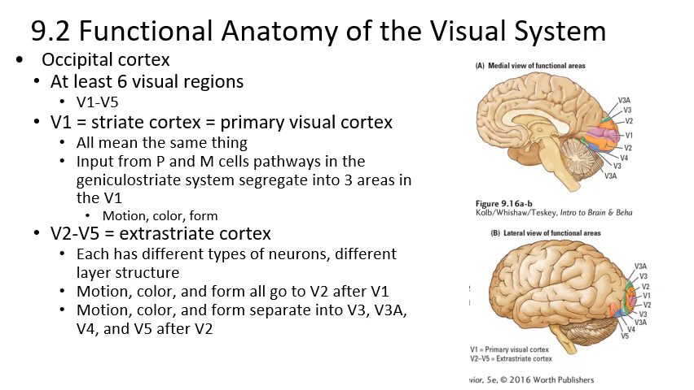each of these visual regions has a different type of neuron and different layer structures, which is how they initially knew that they had different functions. Just the neurons looked different in those different areas, so they knew there were different functions. We're starting to learn a little bit more about what those different areas are for, but we're not totally sure about all of the functions. We do know that motion, color, and form all go to V2 after V1, so they still are segregated in V2, and then they separate after V2 into V3, V3A, V4, V5 afterwards.